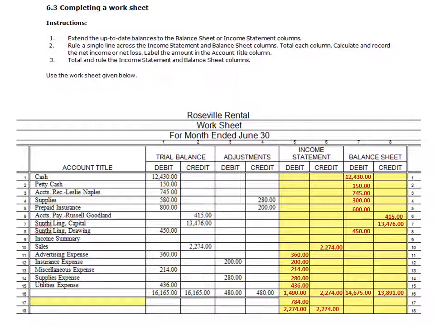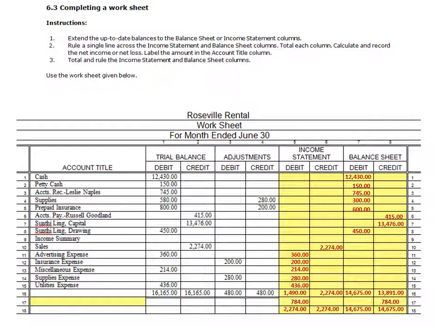On the balance sheet side, I'm going to do the same thing. I'm going to take $14,675 and $13,891. Well, which one's larger? The $14,675. I'm going to drop that down 2 cells below and then over as well. And then I'm going to calculate the difference between the $14,675 and the $13,891. And I should get $7.84. Now, if you notice, my debits and credits do equal. I am in balance here.